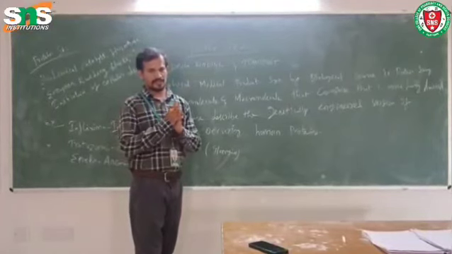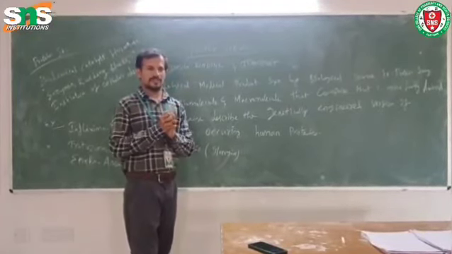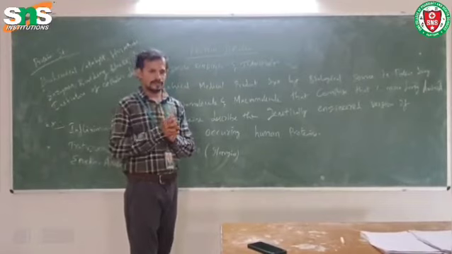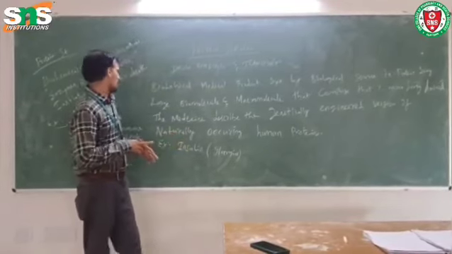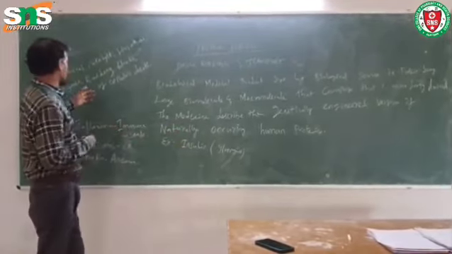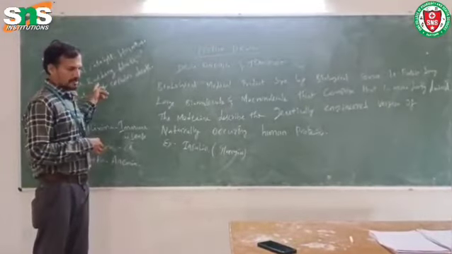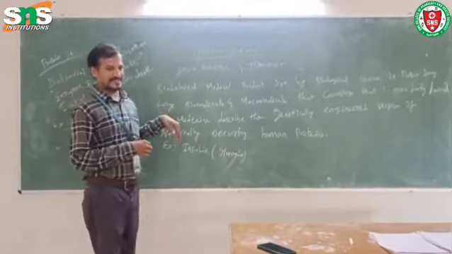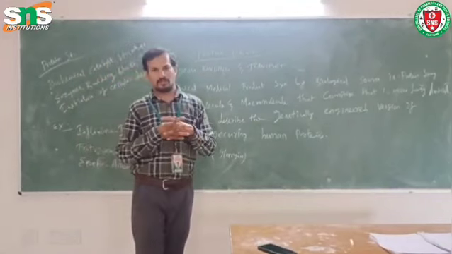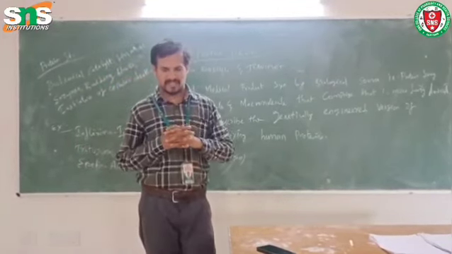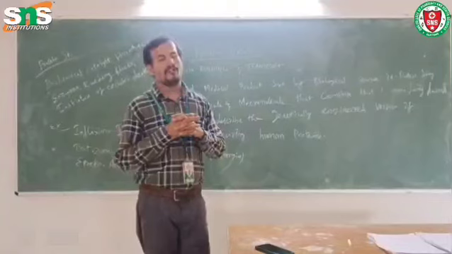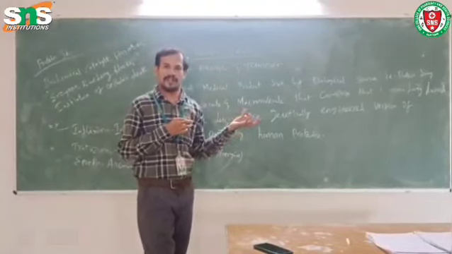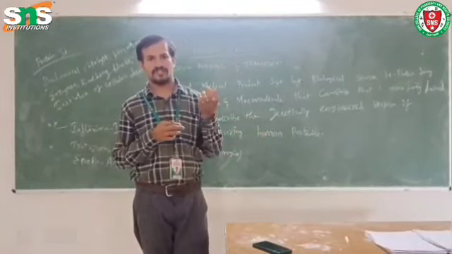Next, follicle stimulating hormone and luteinizing hormone regulate the reproductive system and control the production of sex hormones like estrogen and testosterone. Melanocyte stimulating hormone plays a role in skin pigmentation.